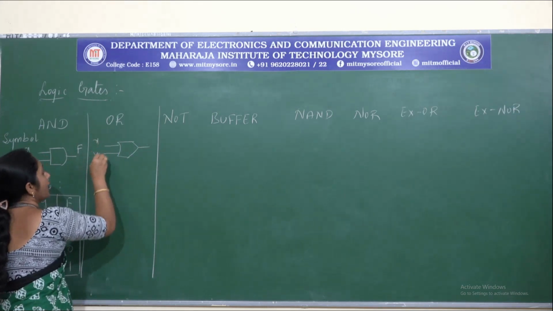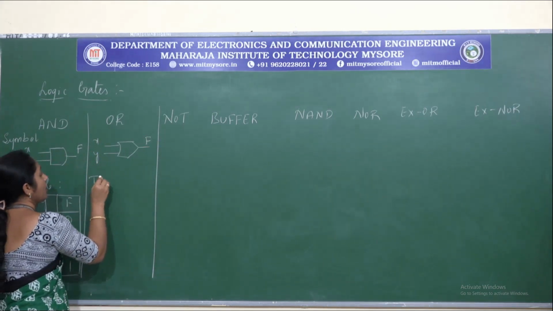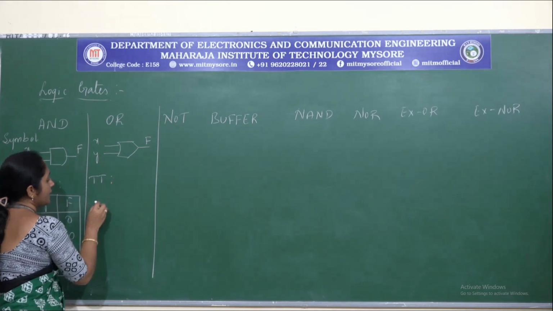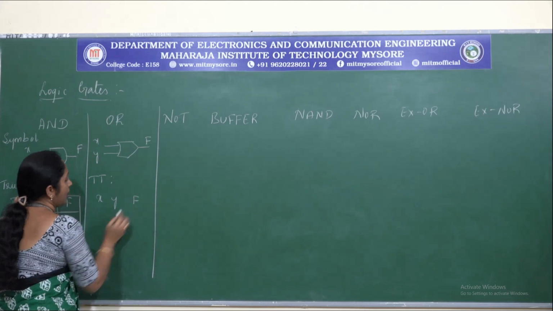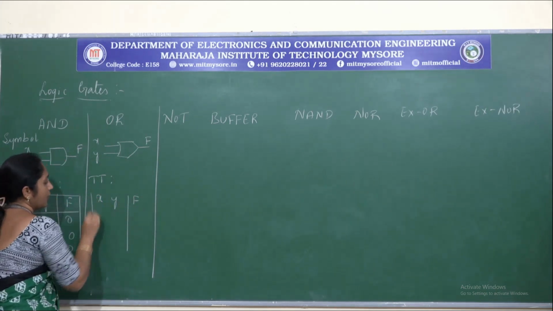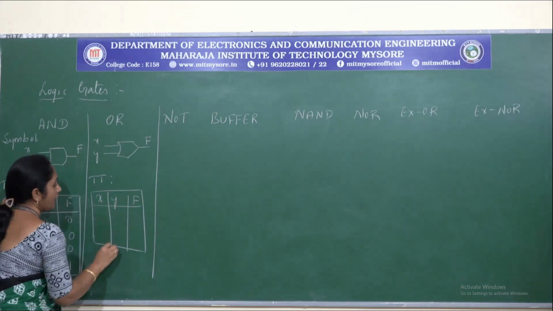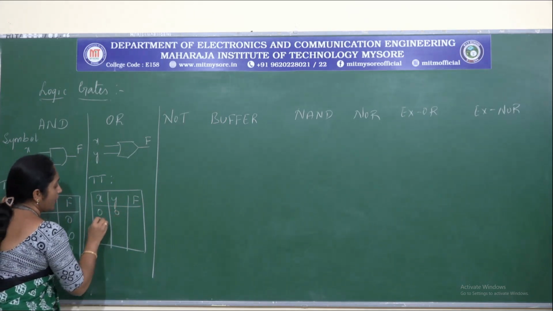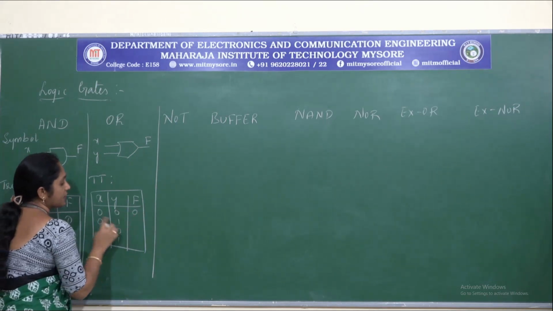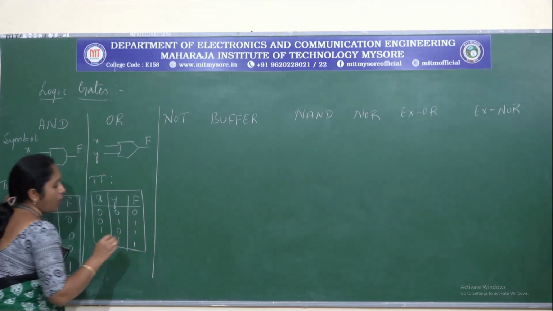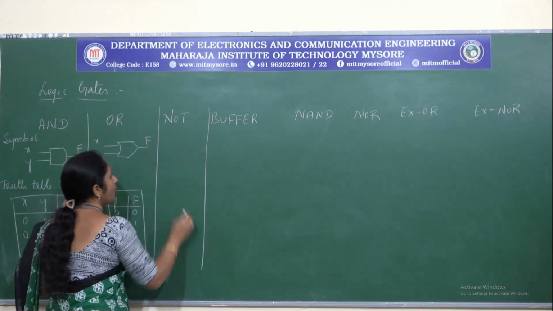So X and Y are inputs, F is output. The truth table for the OR gate is, let us consider the same inputs here and output. If you observe the OR gate operation, we have already discussed. For the possible combinations, except for the first combination, for all others we have the output as logic 1.